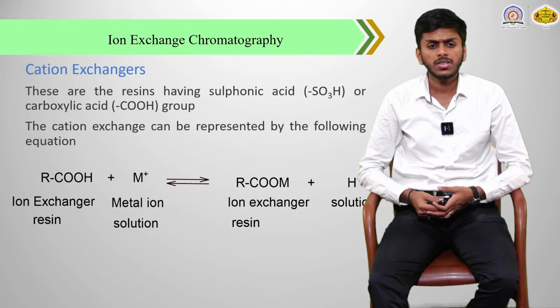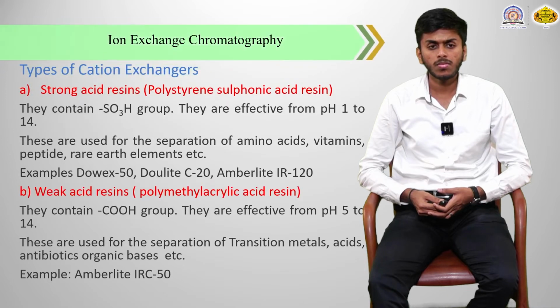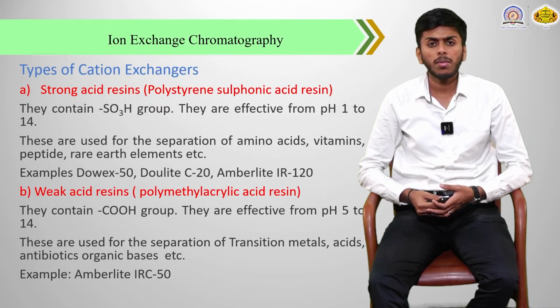Cation exchanger. These are the resins having sulfonic or carboxylic groups. The cation exchange can be represented by the following equation. Now we will study the types of cation exchanger. First is strong acid resin. They contain the SO3H group and they are effective from pH of 1 to 14.